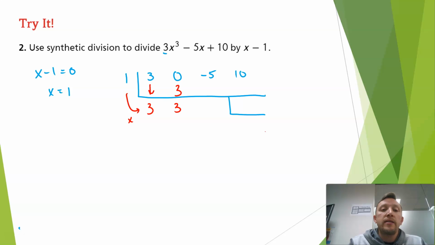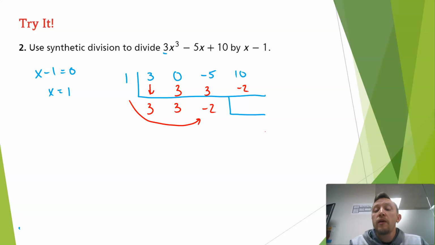Now we're going to multiply these together. So 1 times 3 is 3 again. -5 plus 3 is -2. So now we're going to multiply these together. So 1 times -2 is -2. 10 plus -2 is 8.